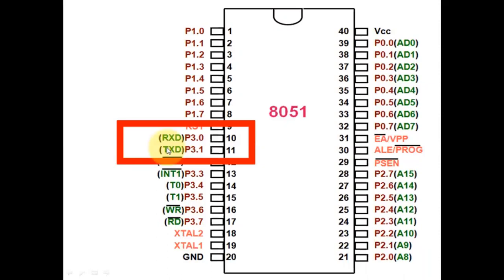In the 8051 microcontroller, you are using two pins for serial communication: the receive data pin and the transmit data pin. Any signal coming from the outside world will be received through the receive data pin. And from the transmit data pin, you can send data from the microcontroller to the outside PC. So you can use these two pins for serial communication.